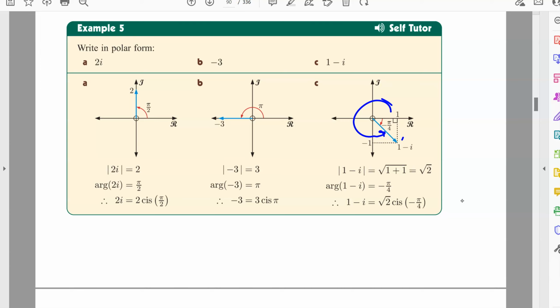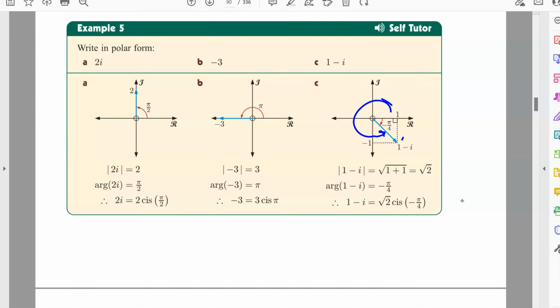Do we understand why this is polar form of 2 cis pi on 2? We get the magnitude here, 2, which comes from that length, and i is straight up, so what's my angle? Pi on 2. Minus 3, that's just pi. Technically you could say minus pi, but why would you go positive? And again, with this one, how do we get our angle? Use a bit of trigonometry and away we go.